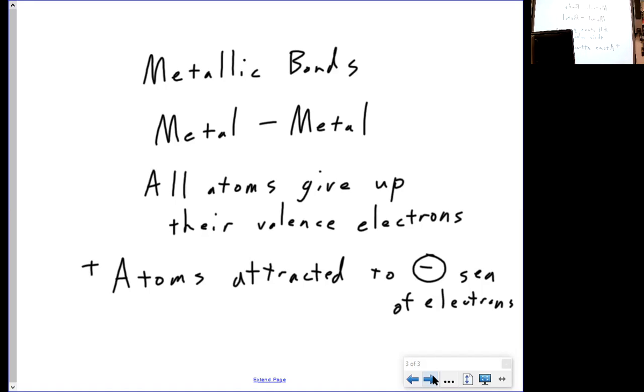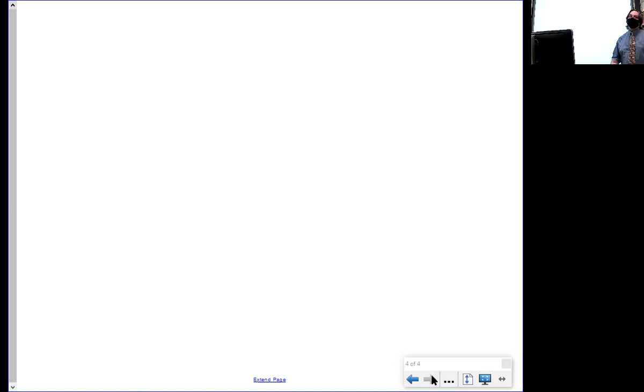Okay, so ionic bonds, metal and non-metal. Metallic bond, metal and metal. We're not going to say anything else about it because you don't name them. You just name them whatever the metal is. If you have a metallic bond full of gold, you call it gold. So what if it's like gold and silver? It'd be hard to mix together gold and silver, but you just say that you have a gold and silver alloy. All right, let's roll on.